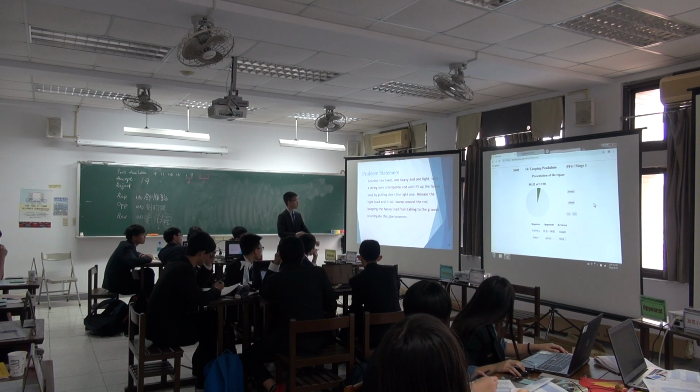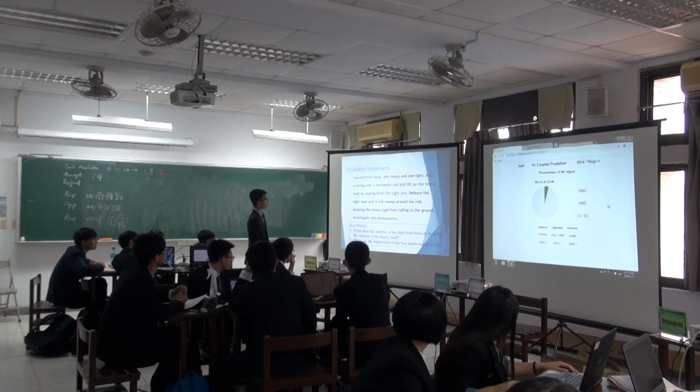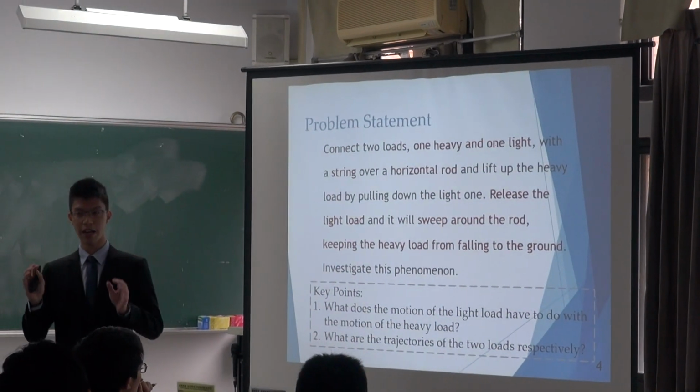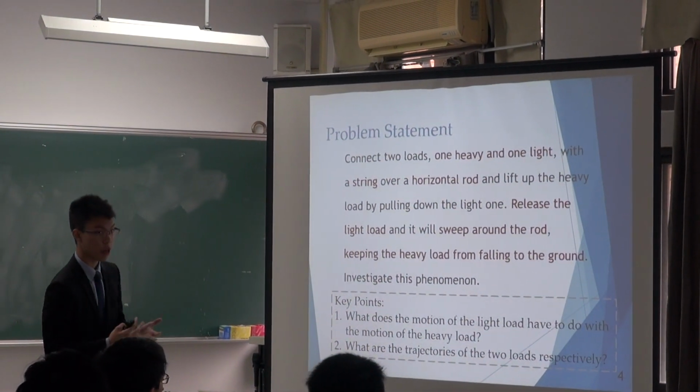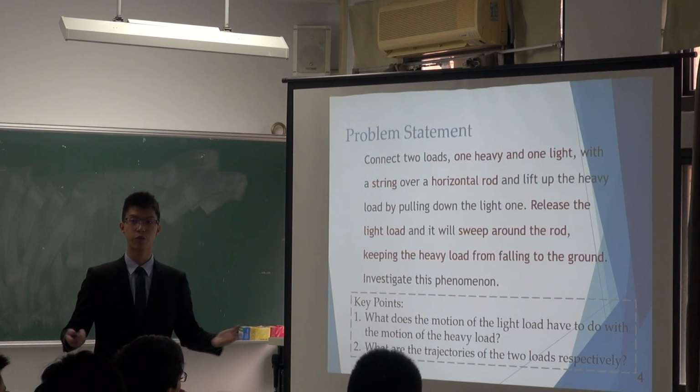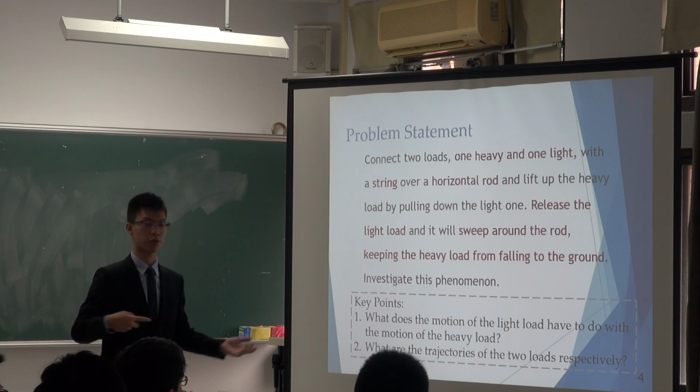Investigate the phenomenon. The key points we could derive from this problem statement firstly: what does the motion of the light load have to do with the heavy load, which is the correlation of their motion, and what are the trajectories of the two loads respectively, which we will use for our analysis of the motion.